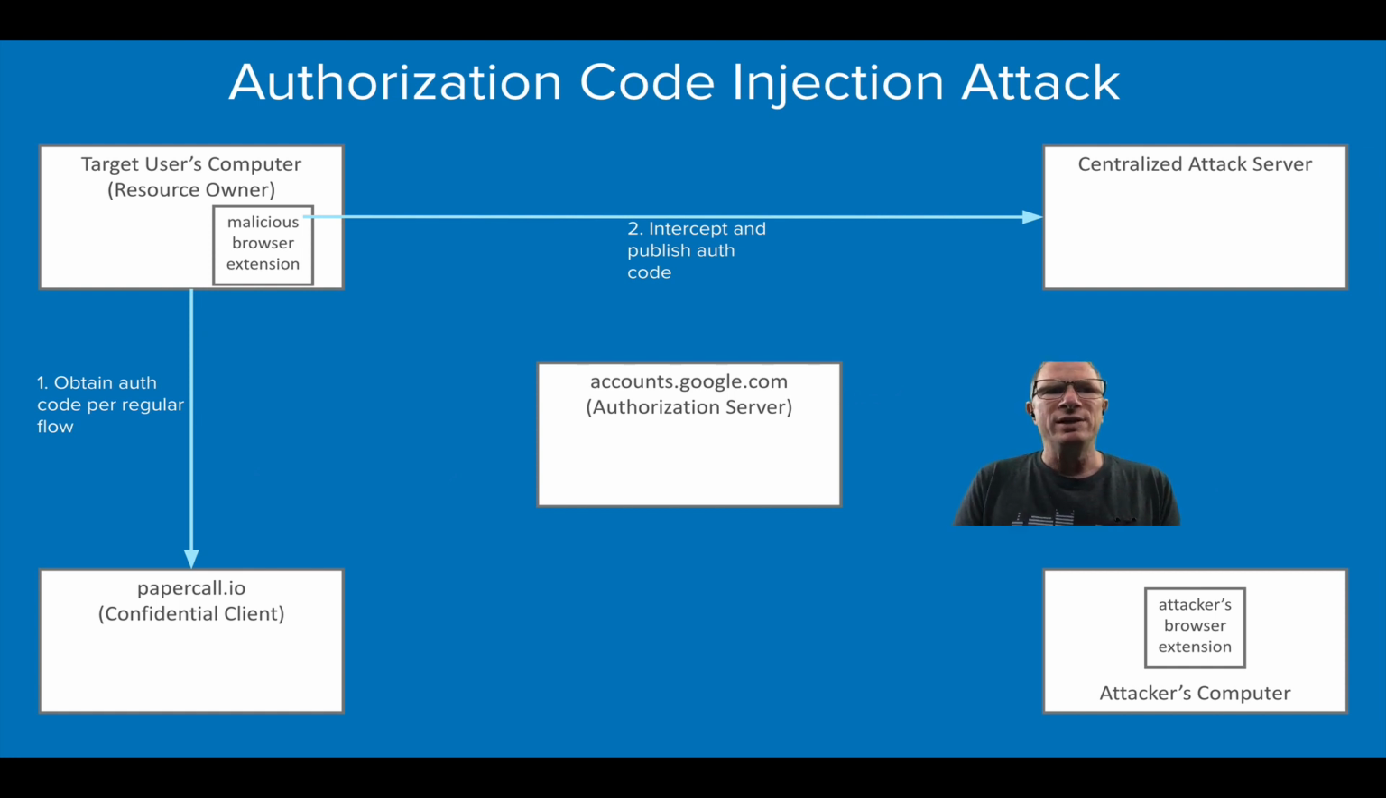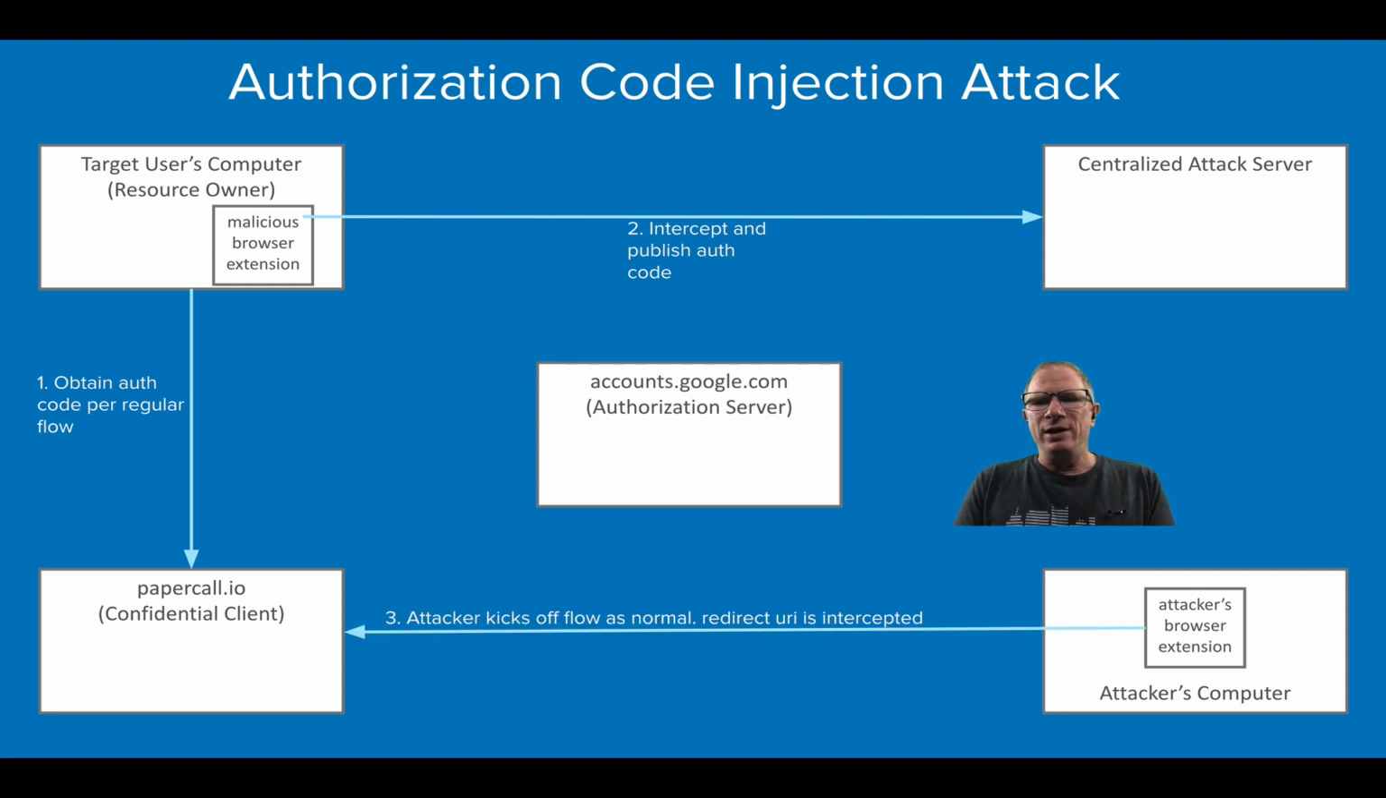Now, the malicious browser extension intercepts that code and doesn't allow the redirect to complete. Instead, it publishes that authorization code to our centralized attack server. Now, the attacker starts a normal authorization code flow as well. And this is important because of some of the security that's built into OAuth, in particular, the use of state, which is beyond the scope of what we're going to get into today. But the attacker's computer needs to kick off the flow as normal.